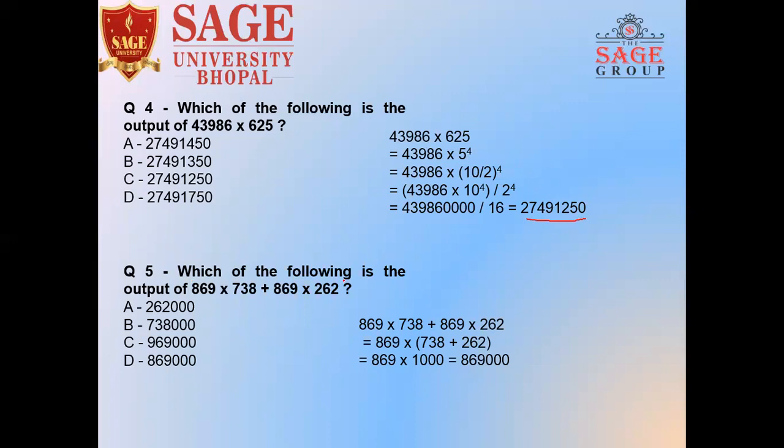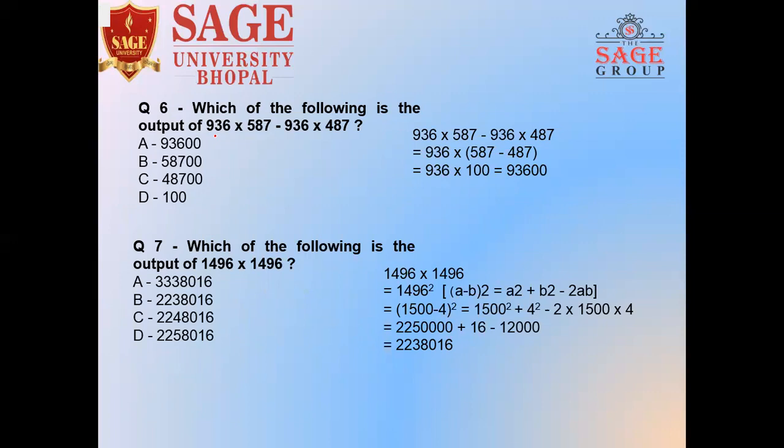Question number 5. Which of the following is the output of 869 into 738 plus 869 into 262? In these terms, 869 is common. So take it out separately, 869, and multiply by the rest of the terms summed up, which is 738 plus 262 equal to 1000. So 869 into 1000, 869,000 is the answer.